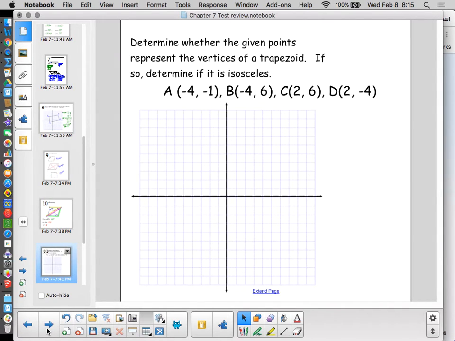Determine whether given points are a trapezoid and whether or not it's isosceles. Because we're running out of time, let's just say you're going to have to find the slopes of all 4 sides to show one pair of sides parallel, one pair of sides not, and then use distance to show that the non-parallel sides are congruent. So you have to draw it, figure out what are the parallel sides, what are the non-parallel sides, and which are congruent. 6 measurements.